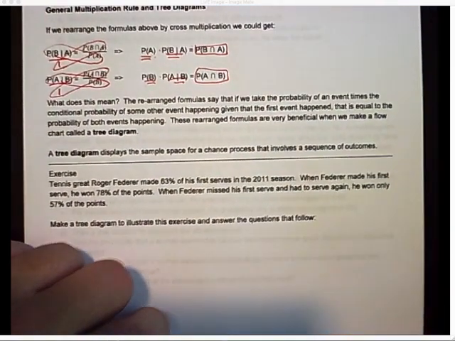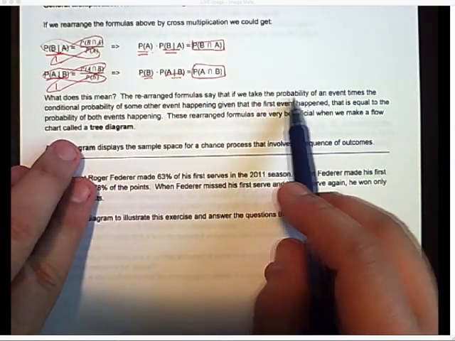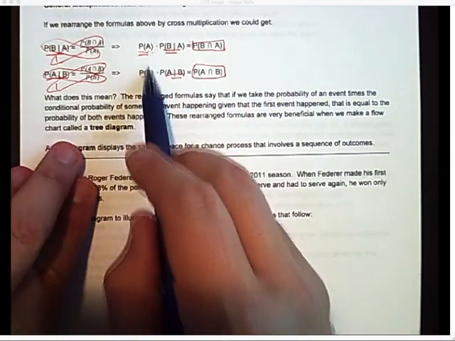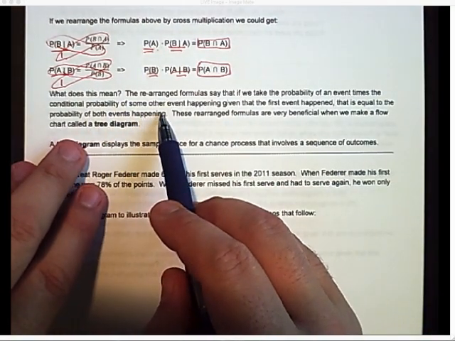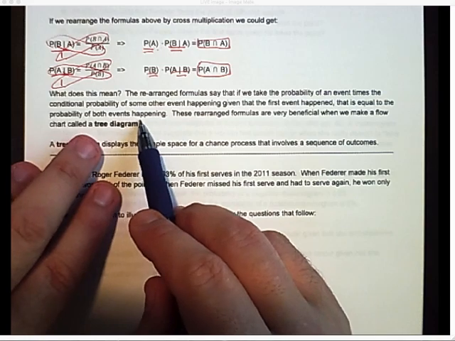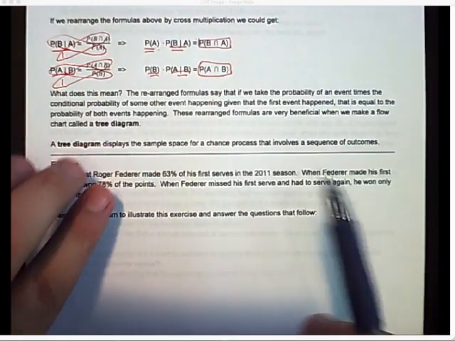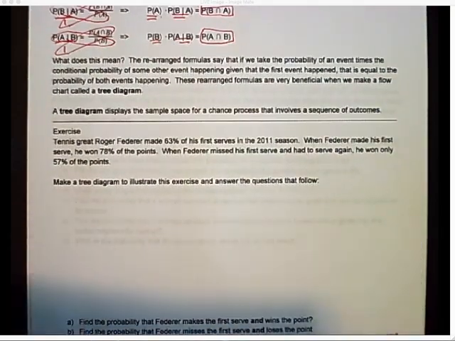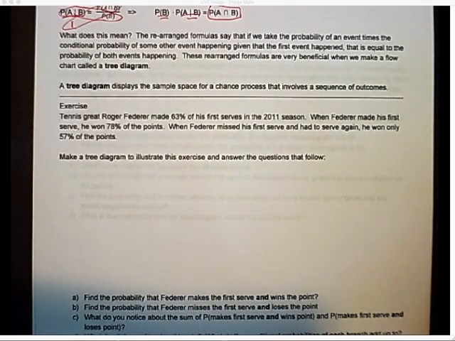All right, so what does it mean? The rearranged formulas, that's these two, say that if we take the probability of an event, like here's your events, times the conditional probability, that's equal to the probability of both events happening. So that's the and statement. All right. So what is a tree diagram? It displays the sample space for a chance process that involves a sequence of outcomes. All right, so let's look at an exercise and figure out how to make this thing called a tree diagram.